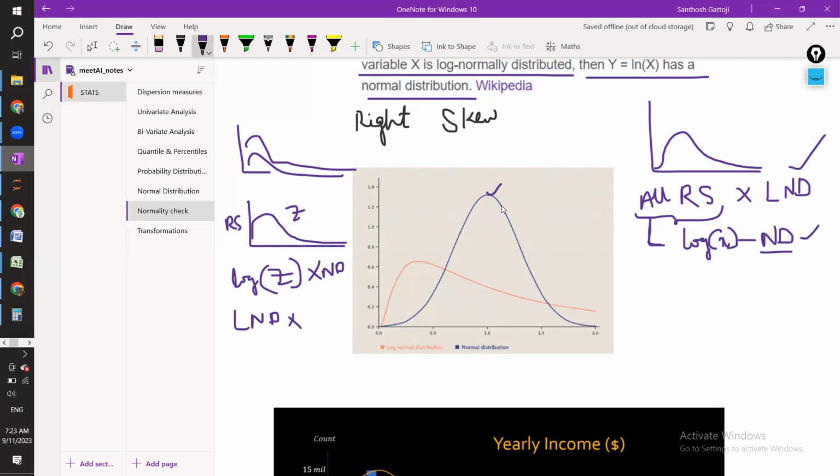Is the definition clear? Any confusion, tell me, I'll explain again. Yeah, clear, Santosh. Okay, fine, simple. Whose log value will be normally distributed. Directly it will not be a normal distribution.